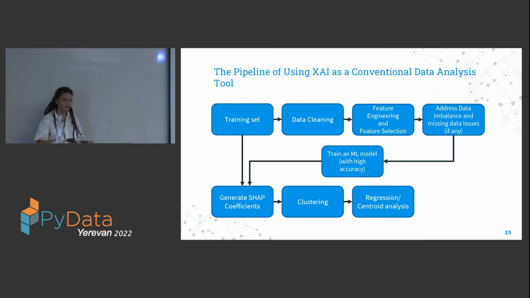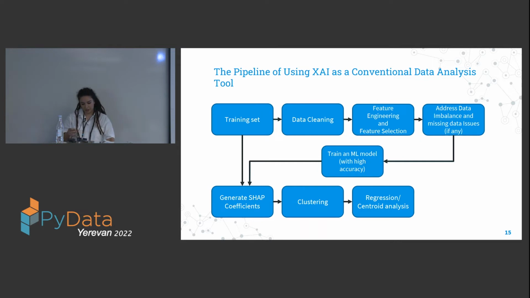So the pipeline of using explainable AI as a conventional data analysis tool is as follows. Let's say we have training data, and of course real life data is always very messy. So we need to do data cleaning, feature engineering, and feature selection. And then this part is very important: we need to address the imbalance and missing data issues, because although some machine learning models can take missing data as an input, for example GBM, SHAP doesn't take missing data as an input. So we cannot feed any data with missing values to SHAP.